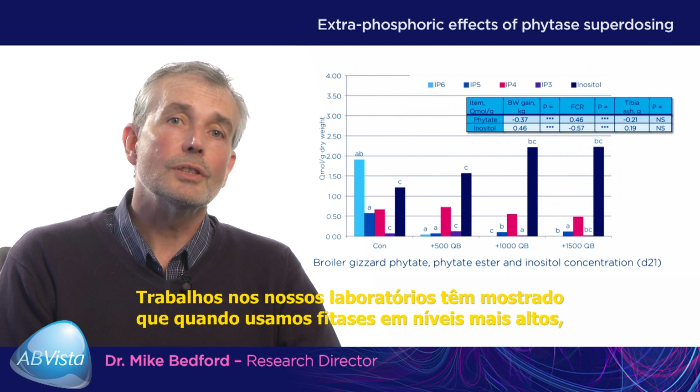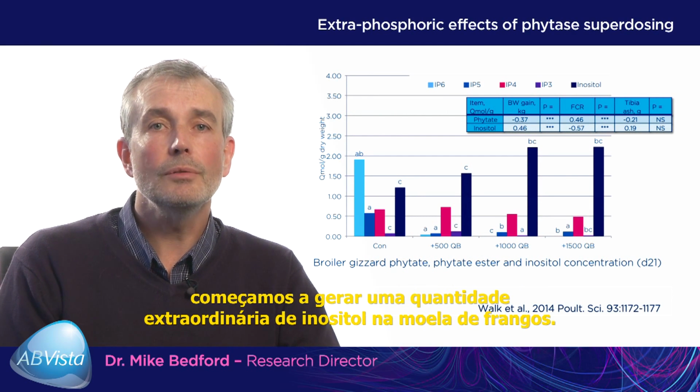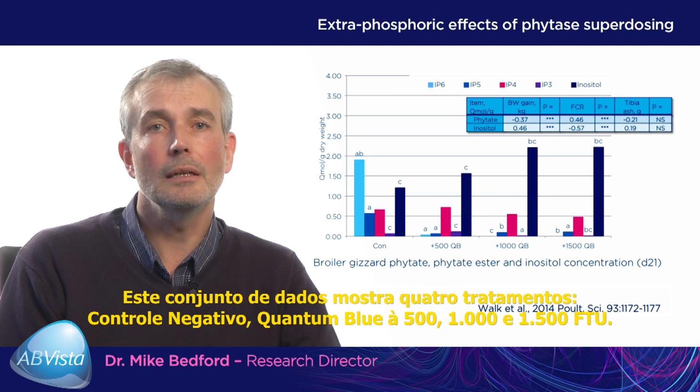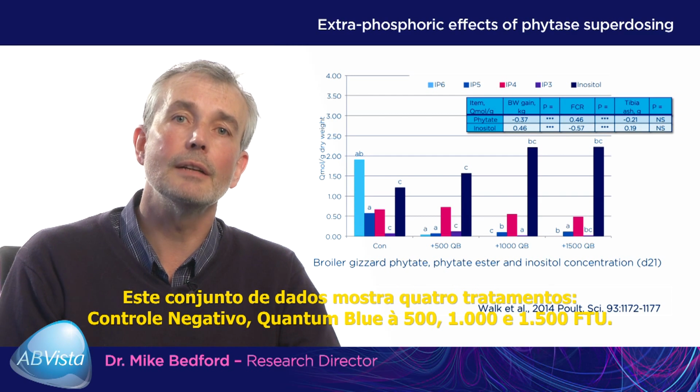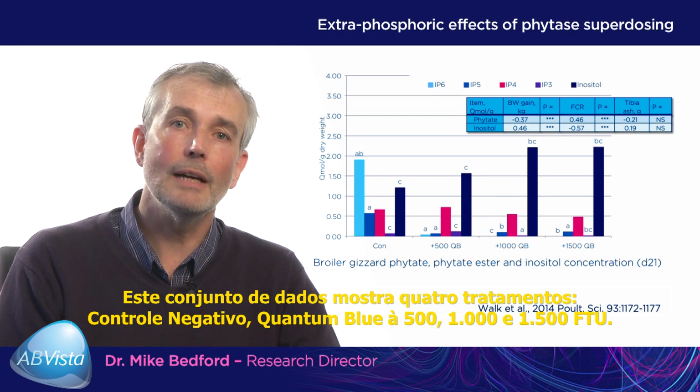Work in our own laboratory has shown that when we use phytases at higher levels, we start to generate an awful lot of inositol in the gizzard of the chicken. This set of data on this visual shows on the right-hand side the 4 treatments of interest and negative control, quantum blue at 500, 1000 or 1500 units.